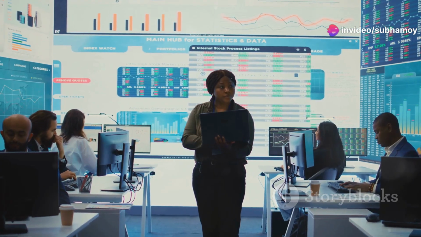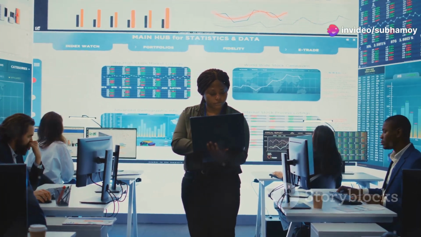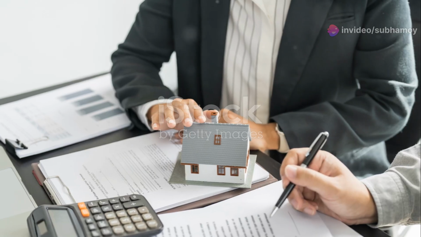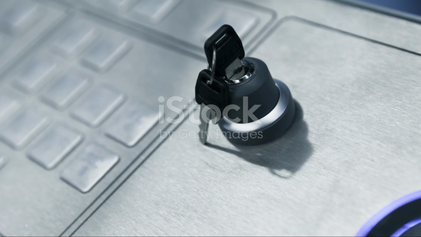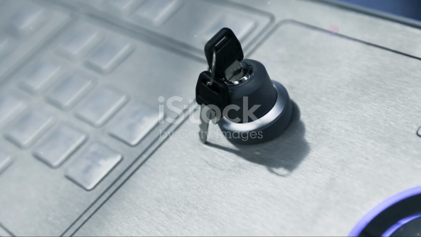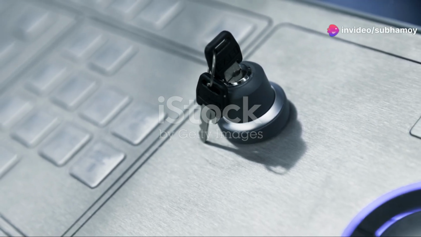Confidentiality. Is sensitive data classified and handled according to its sensitivity level? Are confidentiality agreements in place for employees and contractors? Are access controls in place to restrict access to sensitive data?